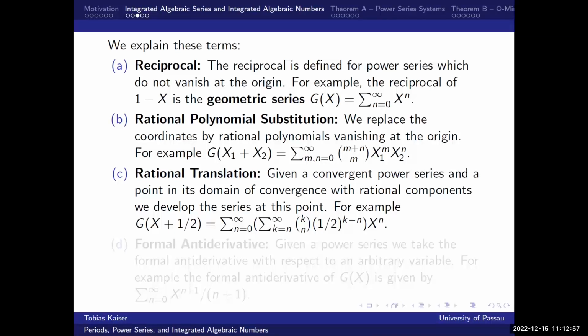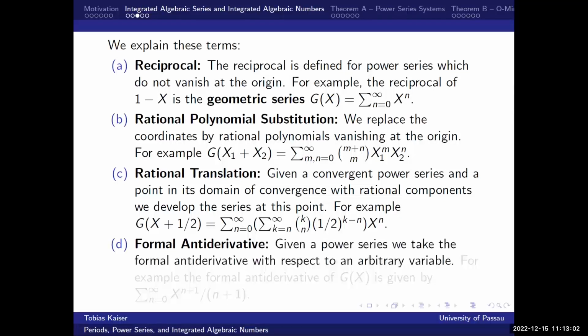And formal antiderivatives, as before, this is the formal antiderivative we know of power series, but note that we have general power series of arbitrarily many variables, not only one variable, and then you're allowed to take the formal antiderivative with respect to any. For example, the formal antiderivative of the geometric series is, of course, this.